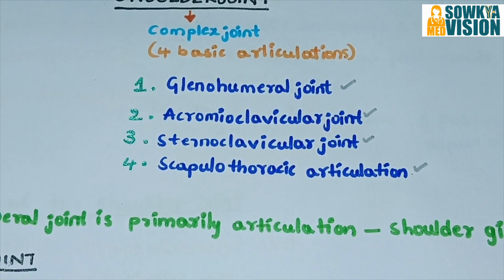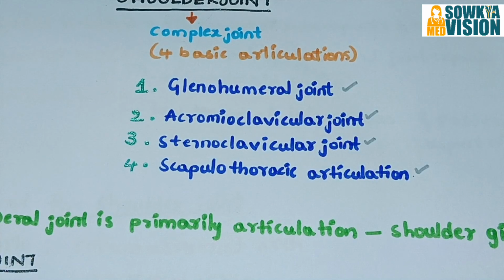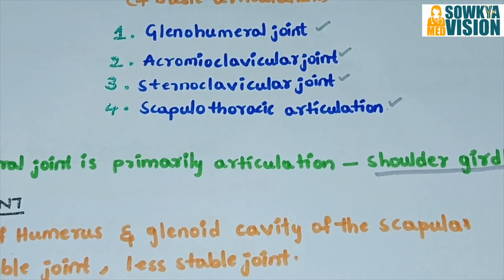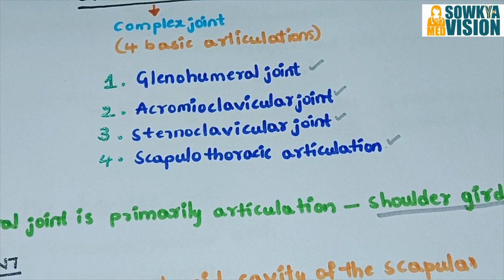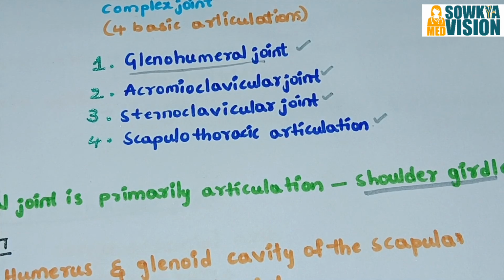Now, of all these four, the glenohumeral joint is the primary articulation involved in the formation of the shoulder girdle. So the shoulder girdle is mainly formed by the glenohumeral joint. What is the glenohumeral joint? It is a joint formed between the glenoid cavity of the scapula and the head of the humerus. They both form the glenohumeral joint, which takes the primary articulation in the shoulder joint.